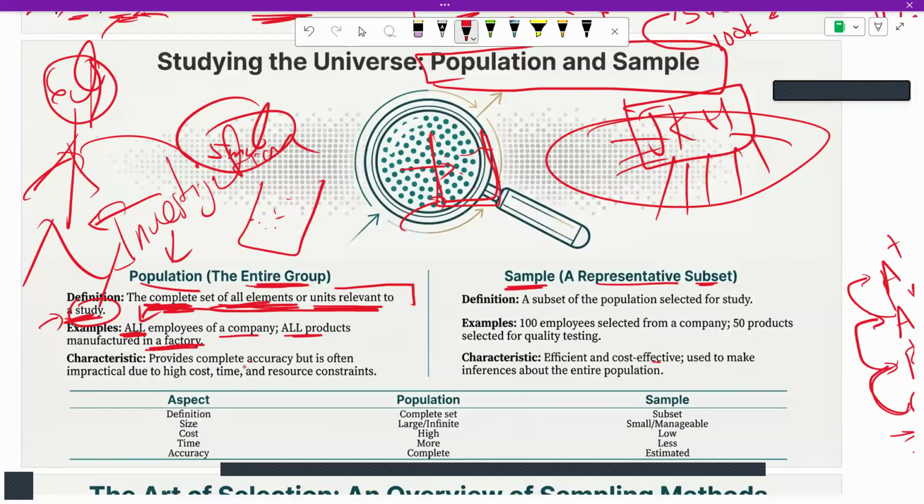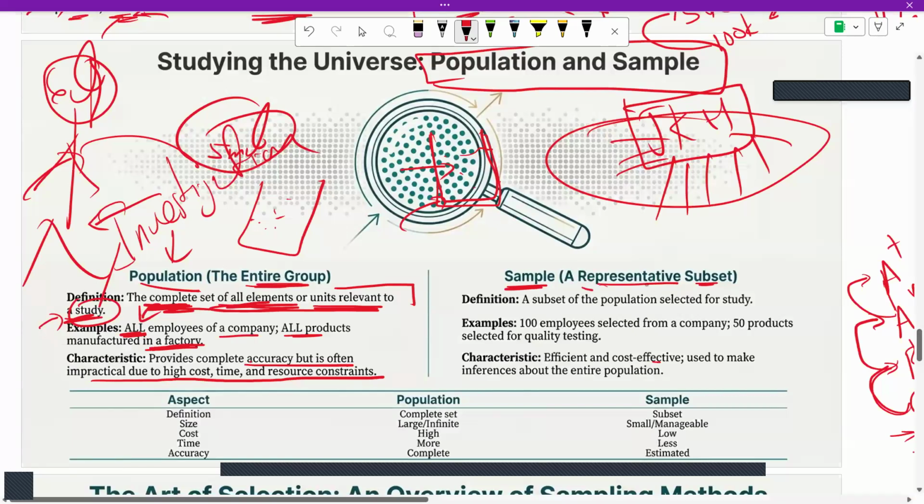Characteristics: it provides complete accuracy, but is often impractical due to high cost, time, and resource constraints. Is it possible to investigate all the products produced by the company? Is it possible to study all employees of a particular organization? Is it possible to test all 6 liters of blood in your body? No, right? So we use a sample, the subset of the population. That is a sample.